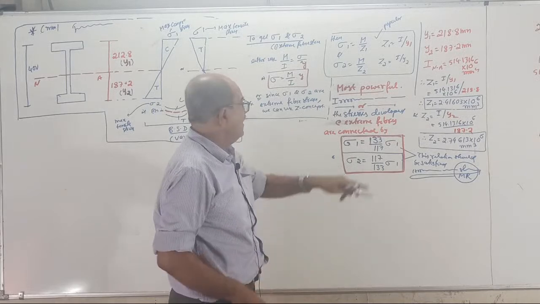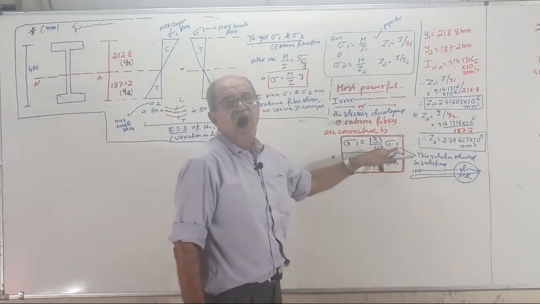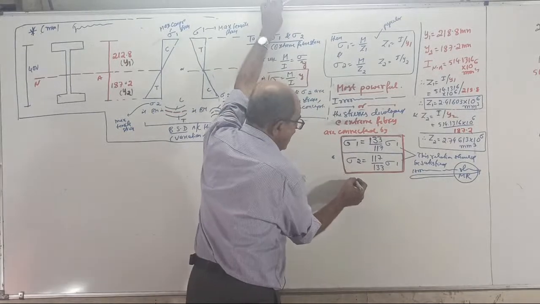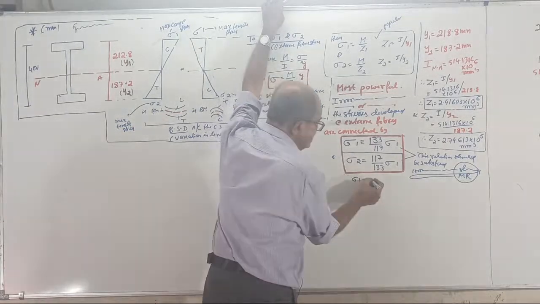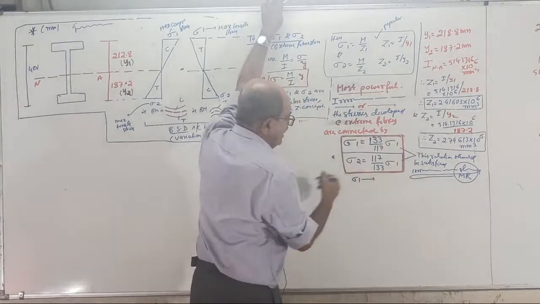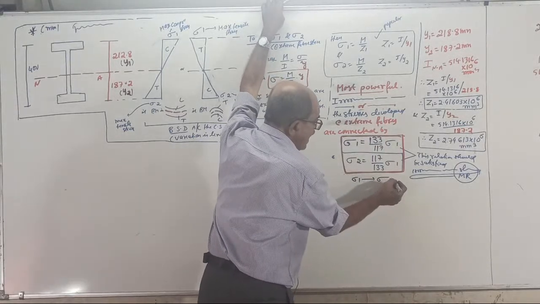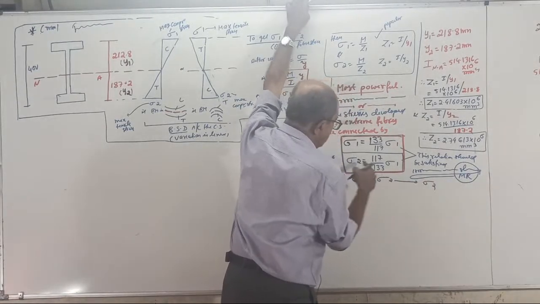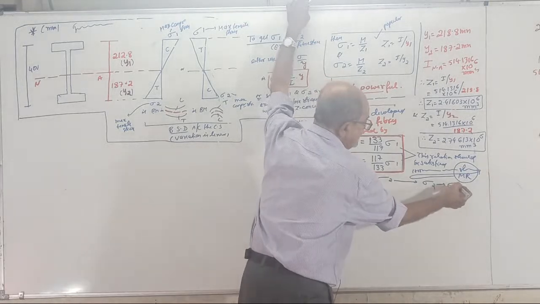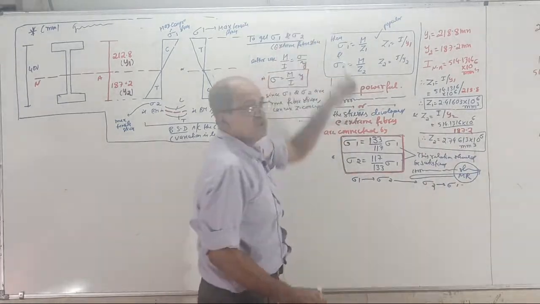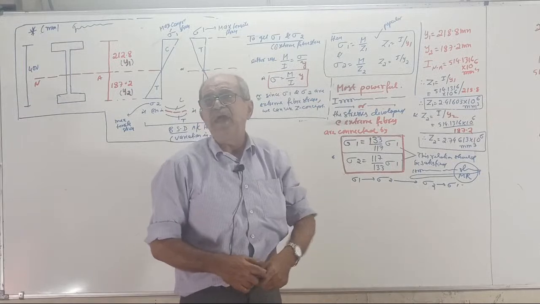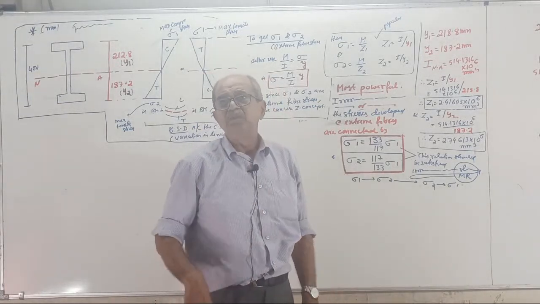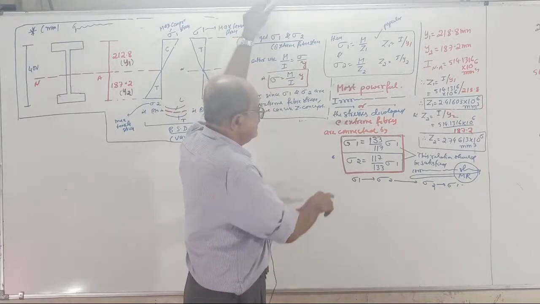Therefore, you should write here. When sigma 1 is known, automatically sigma 2 is fixed. Suppose you consider any value of sigma 1, automatically sigma 2 is fixed. Or if you consider any value of sigma 2, automatically sigma 1 is fixed. So you cannot vary both of them. Only one of them you can vary. Is this all clear?